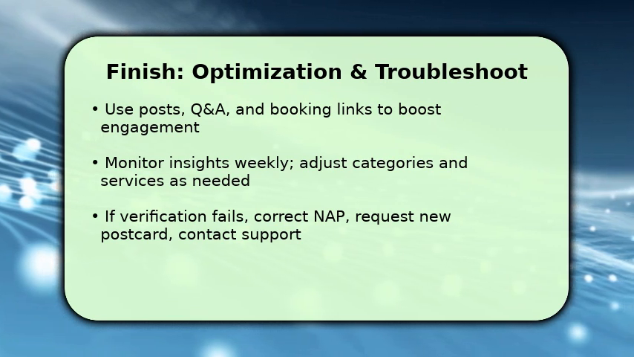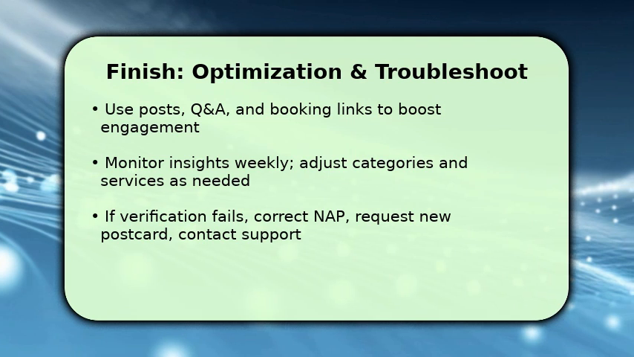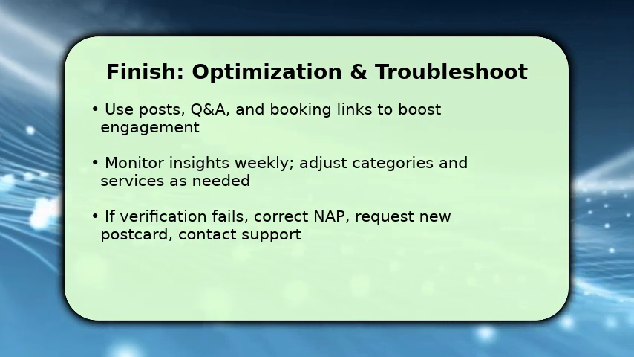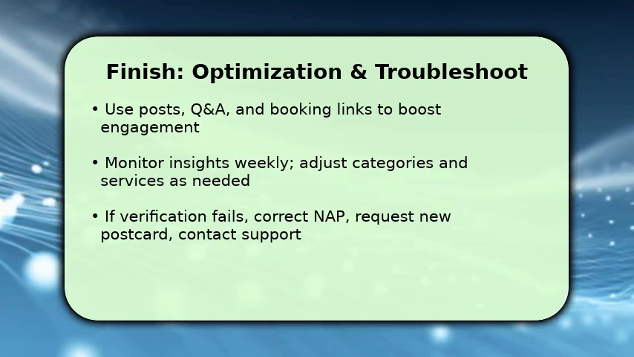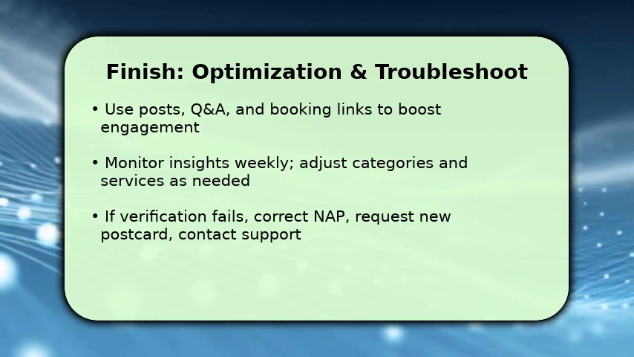If you encounter issues, like suspended listing or verification failure, first confirm NAP consistency and business category accuracy. Then request a new verification postcard and escalate to Google support if needed. Keep responding to reviews and updating photos to maintain ranking and trust.